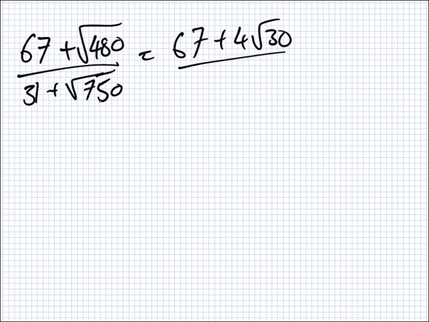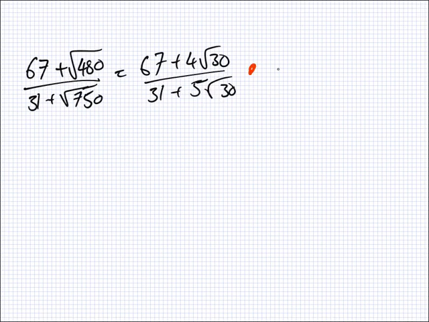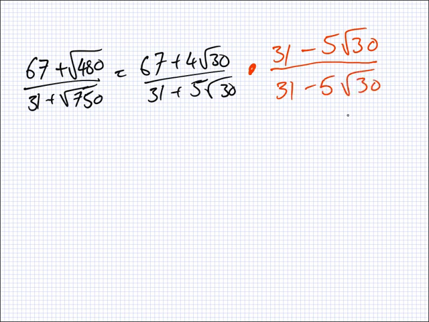This will be 25 times 30. This is 5 root 30, is it? So what do we multiply by? Multiply by the conjugate. What's that here? Like this. Okay, let's multiply. 67 and 31. Let's see what that is. 2077. Now, we'll have to do 67 times 5.